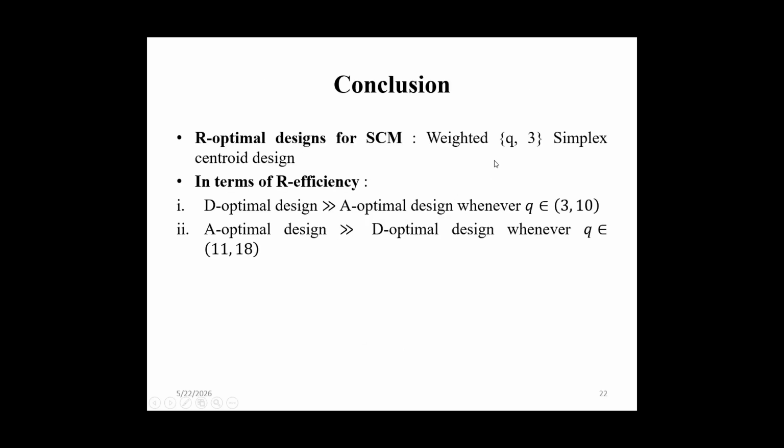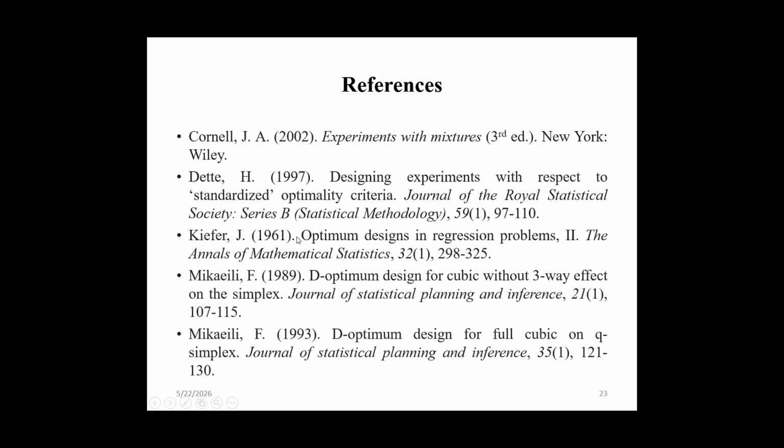So I have already explained the conclusion. Nowadays in the optimal design setup, people are looking for either a universal optimal design, which is definitely better than all these designs, or a multi-objective, multi-optimal design setup. So here the recommendation is that whenever q lies between 3 to 10, one can use D-optimal design, and if it is 11 to 18, you can think of A-optimal design. These are my references.